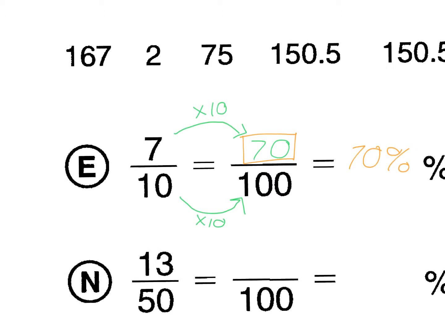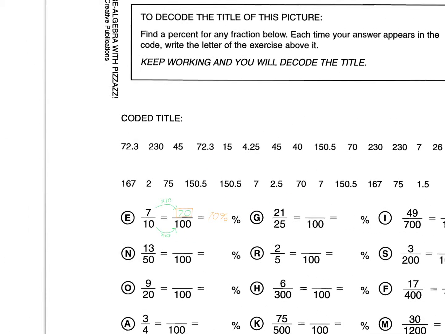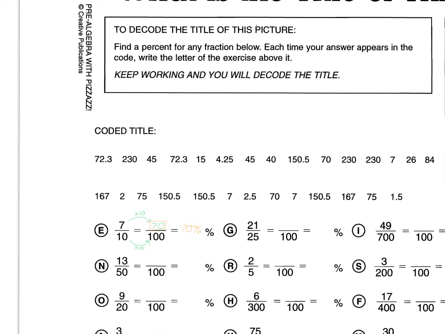Once you find that, we can look up here for 70, and I think it says each time your answer appears in the code, write the letter of the exercise above it. So E was the answer to this, so I'm going to write E above 70. Here's a 70, so E. And I don't see any others. Next one.